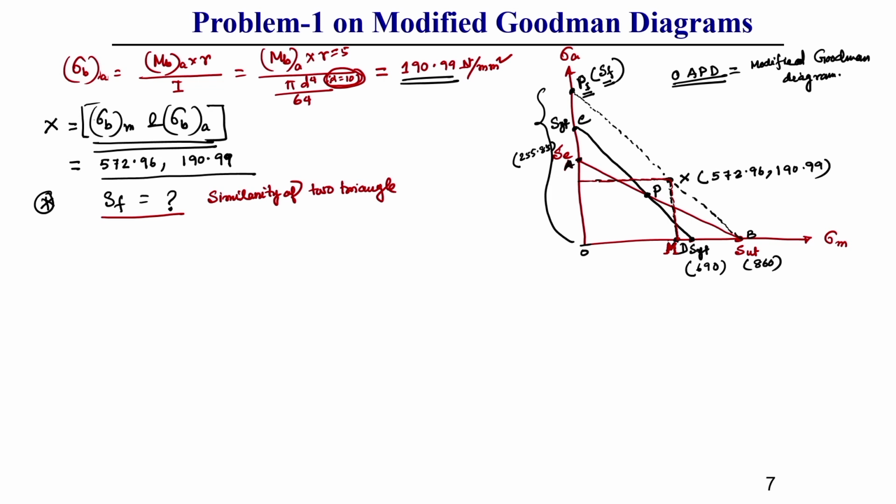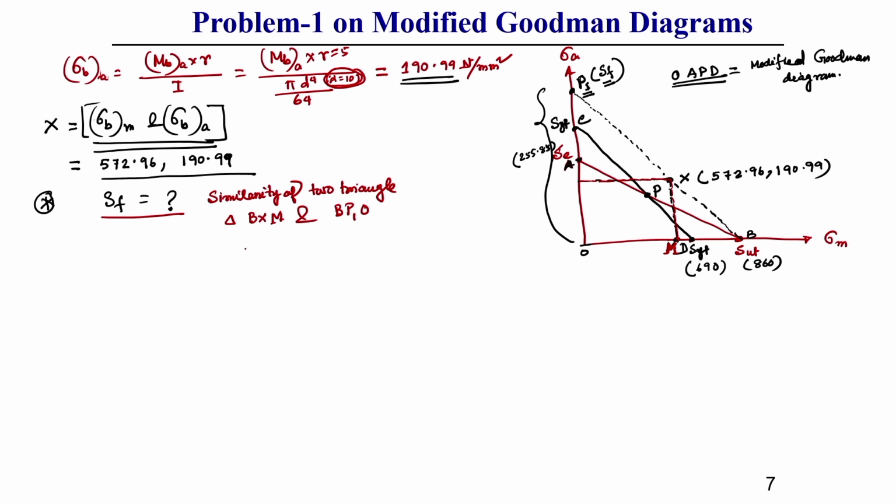One triangle I am representing as triangle XMB, or you can say BXM. This is one triangle, and another triangle is the bigger triangle, that is B, P1 and O. So, these two triangles generally we will take. From the similarity of these two triangles, what can we write?